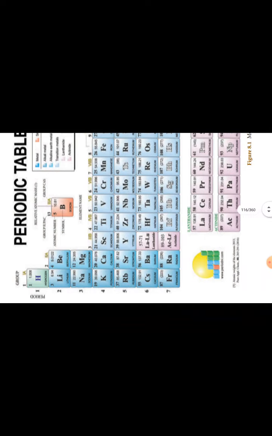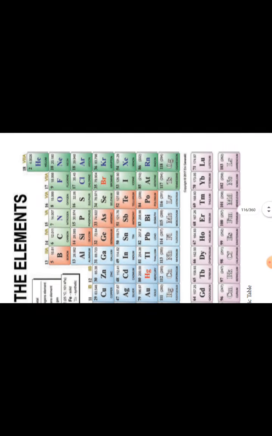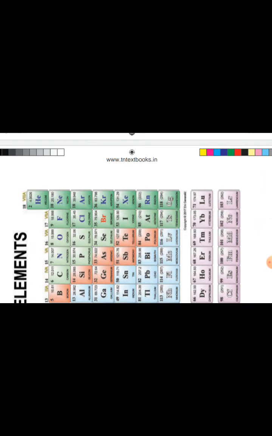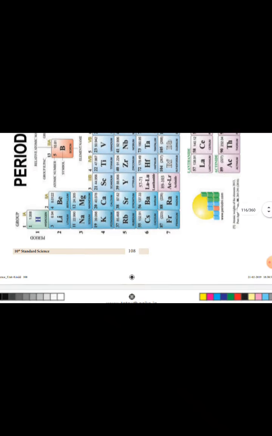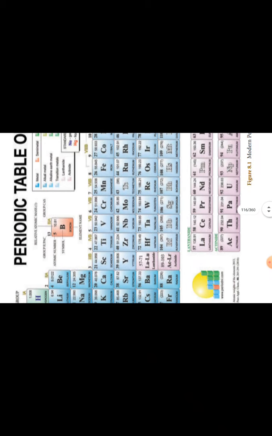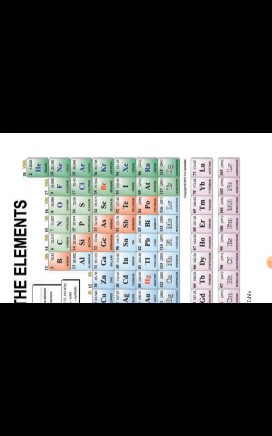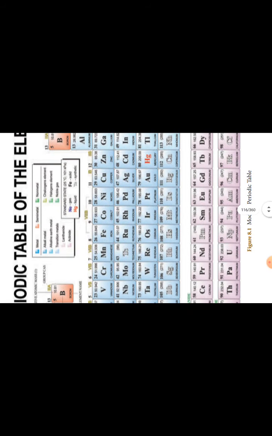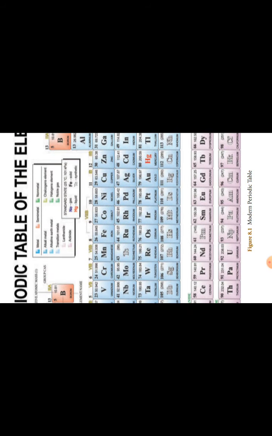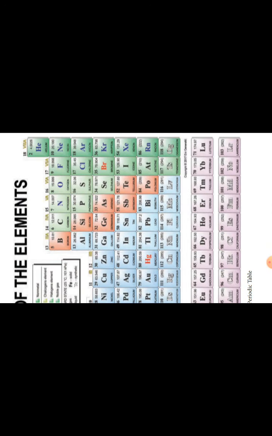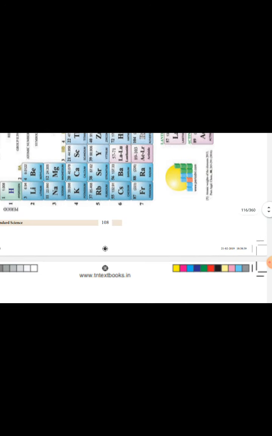Then in the first period, the first element is hydrogen, then the next is helium. Similarly, then lithium, beryllium, boron, carbon, nitrogen, oxygen, fluorine, neon, they are given. Then some colors are given to differentiate metal, non-metal, semi-metal, alkali metal, chalcogen, and these groups are classified based on the first element: boron family, carbon family, nitrogen family, and halogens, like that. Those things we are going to discuss now.